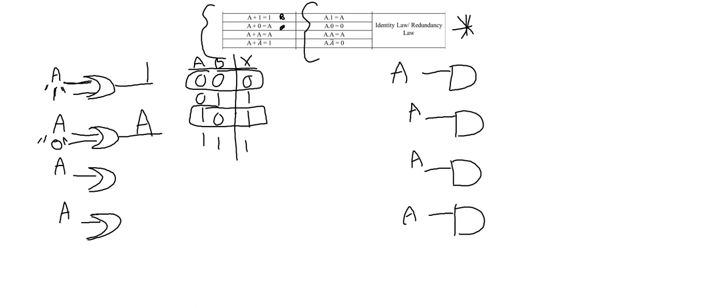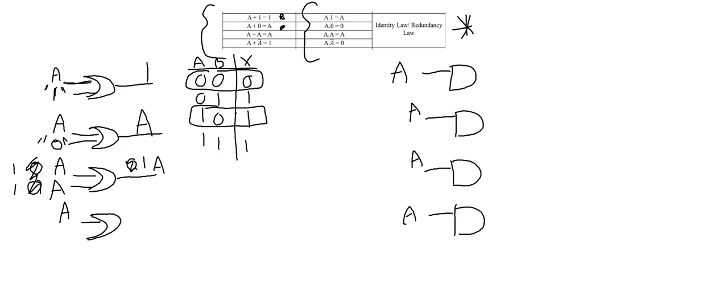Now we have A and A as inputs, so they can be either 0 or 1, but the thing is that if A is 0, that means they're both 0. And if they're both 0, then the output is 0, which is A. If they're both 1, the output's going to be 1, which is why A plus A is A.